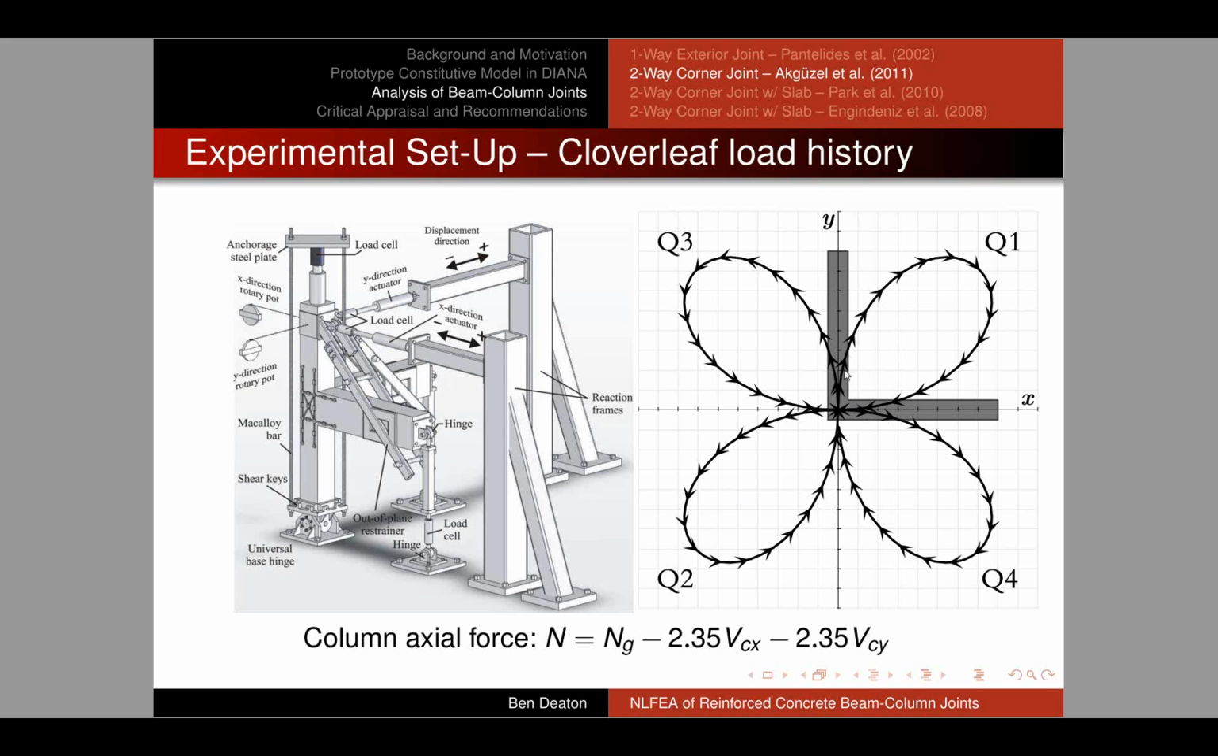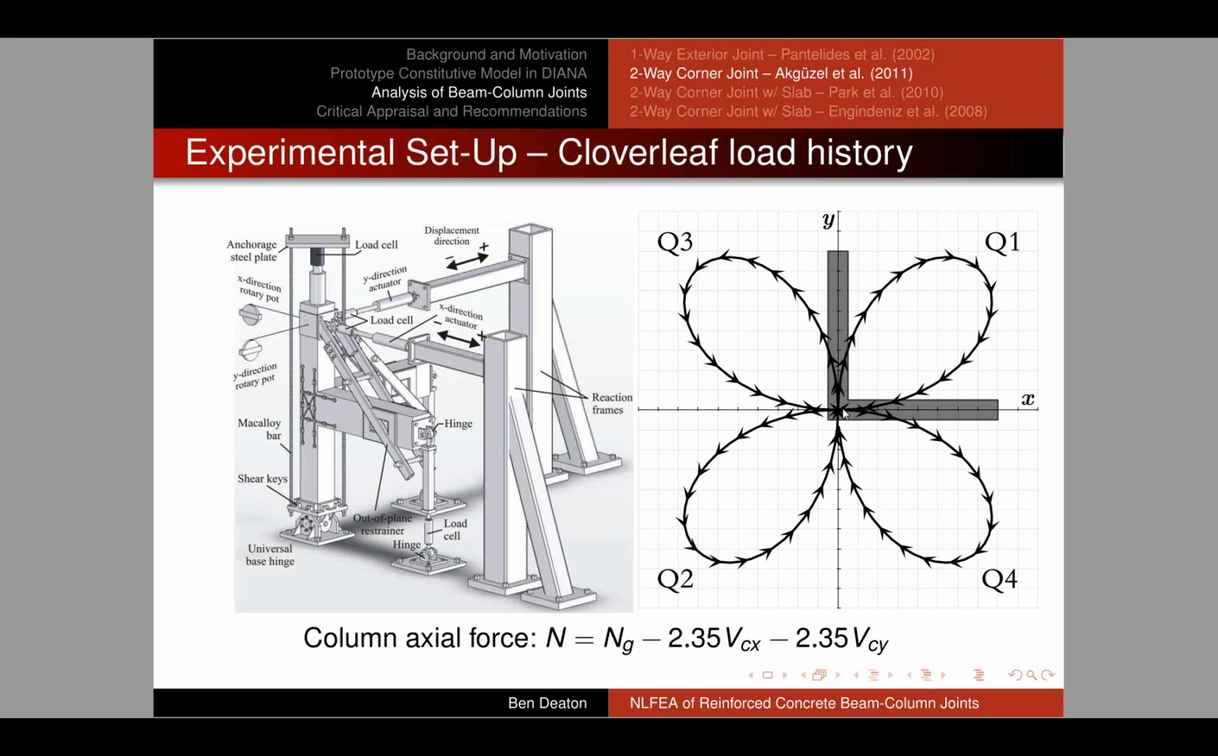The top of the column is pushed first through quadrant 1, then back through quadrant 2, then out through quadrant 3, and finally through quadrant 4. Now, this pattern was repeated at increasing drift levels, and simultaneously, the column axial force via this actuator was cycled in proportion to these loads.